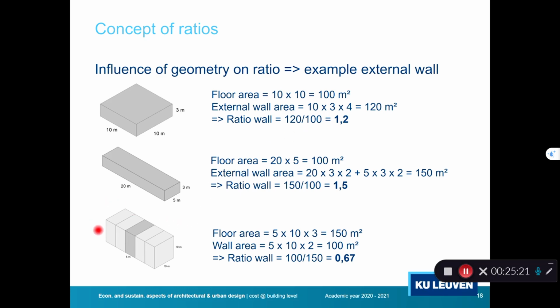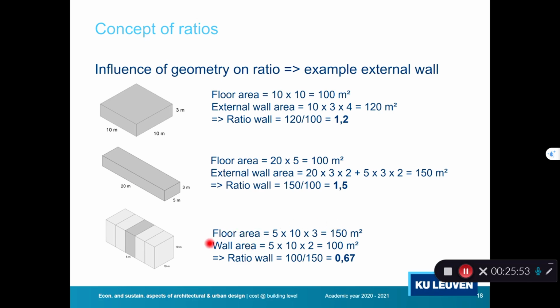Now I have a third building, which is a terrace building, a building between other buildings. I have a facade of 5 meters wide, and I have 3 floors, each more or less 3 meters high, so I have a total height of 10 meters. My building is 10 meters deep. The floor area is now 5 meters by 10, 50 square meters for one floor, but I have 3 floors now. So I have in total 150 square meters of floor area.